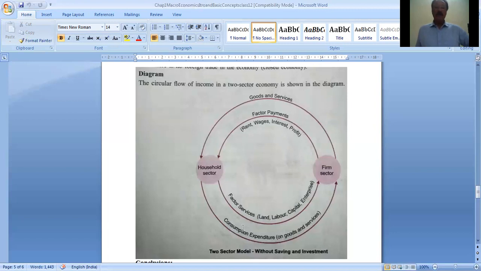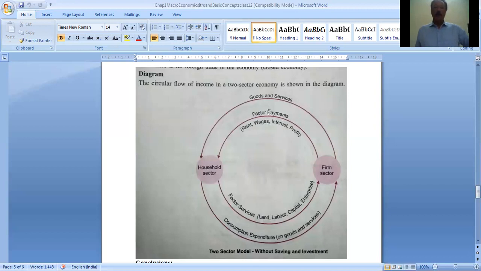So this completes the first inner circle, where factor services are provided by the household sector. They are provided to the firm sectors in these four forms, in the form of land, labor, capital, and enterprise. And the firm sector, they return payments to the services in the form of rent, wages, interest, and profits.